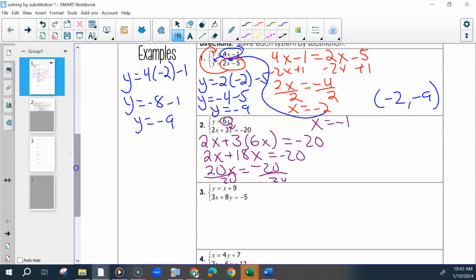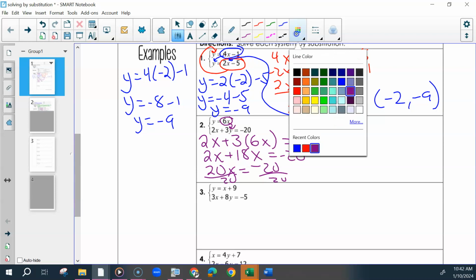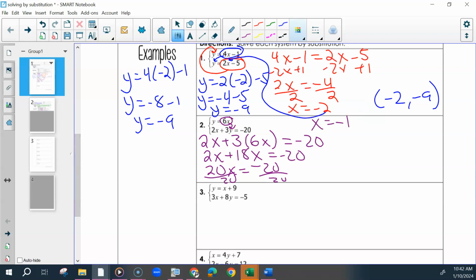Take that value, put it back into either equation, it doesn't matter, but the easier one would be the shorter one. So y equals 6 times -1. So y is what value? -6. And how would we write our solution? -1, -6.